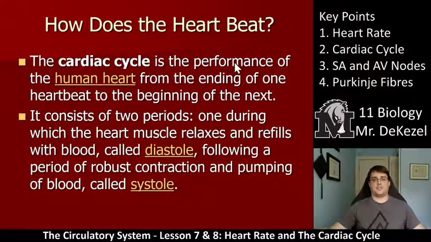The cardiac cycle is the performance of the human heart from the ending of one heartbeat to the beginning of the next. It consists of two periods. One in which the heart is mostly relaxed and refills with blood. These are the ventricles, I should say. The ventricles are relaxed and refilling with blood, called diastole. And then there is a period of robust contraction and pumping of blood called systole. So the ventricles relax and blood flows into them, and then they contract and they pump blood out. So the relaxing is diastole and the pumping is systole.